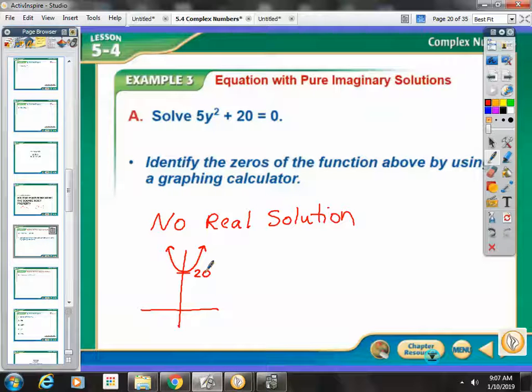Now, it doesn't have any real solutions. So if it doesn't have a real solution, what kind of solution do you think it might have? It has an imaginary solution. And I'm going to show you today what that imaginary solution is. I can't graph it and get a solution. That doesn't tell me enough information. But I can solve it and get a solution that way.